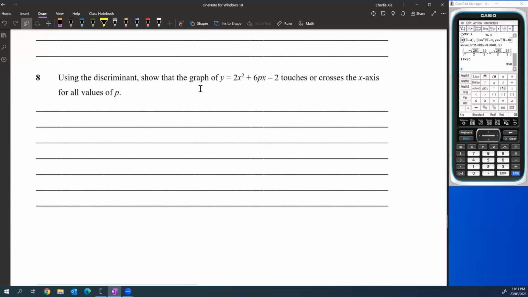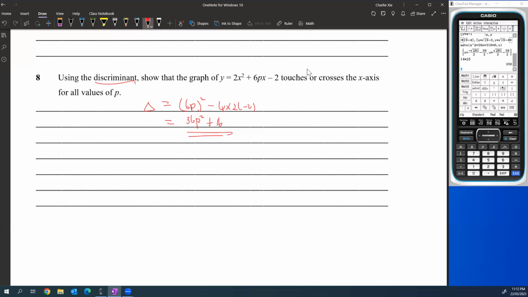Question 8. Using the discriminant, show that the graph touches or crosses the x-axis for all values of p. It asks you to use the discriminant, so you don't need to think too much. Just start with finding the discriminant. So that would be 6p bracket squared minus 4 times 2 times negative 2. Okay, that's 36p squared. And minus 4 times 2 times negative 2, that's plus 16. All right. You check this number, 36p squared plus 16.